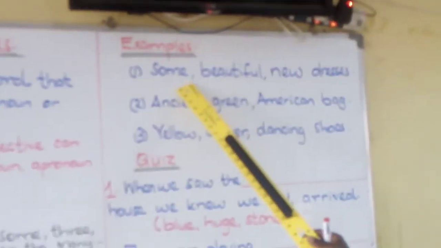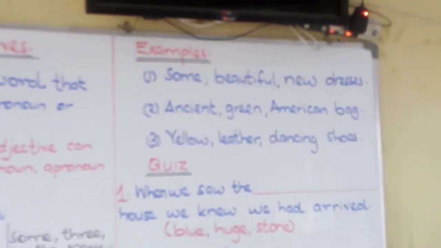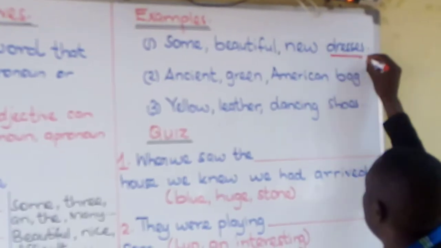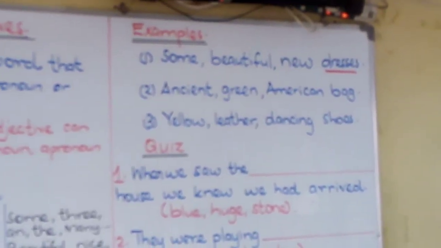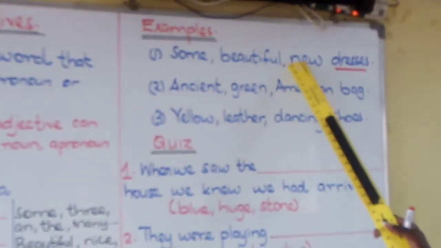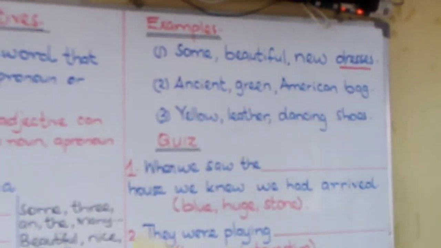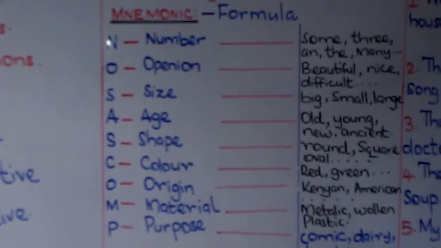For example, here we've got some beautiful new dress. Now, dress here is the noun being described in that sentence. Dress is the noun being described. It is described with 2 or 3 adjectives. Let's look at where some is. We said some is number. So this is number.